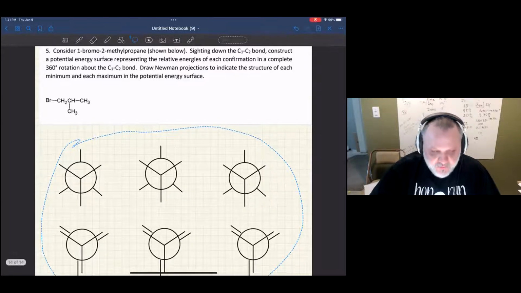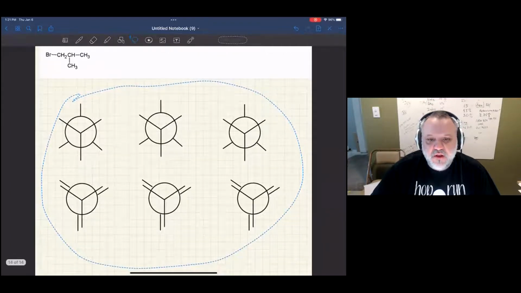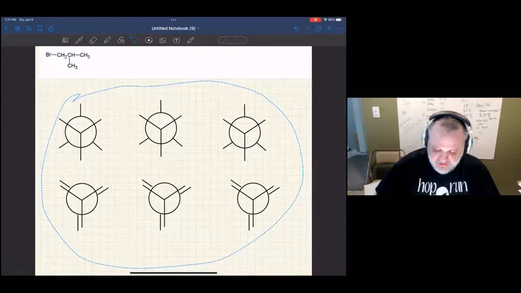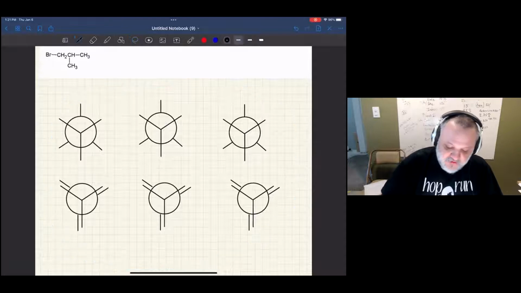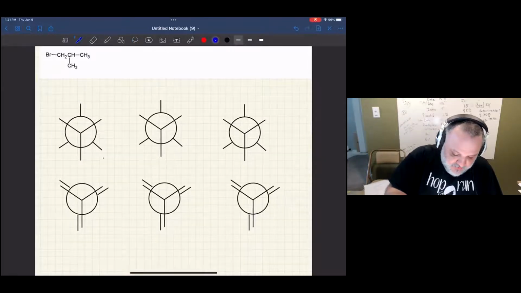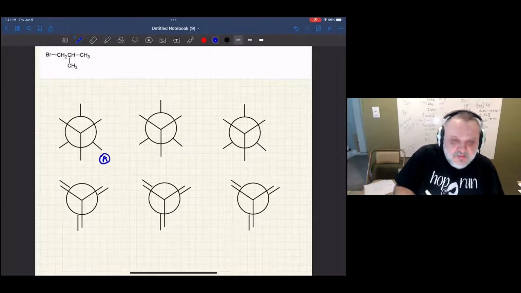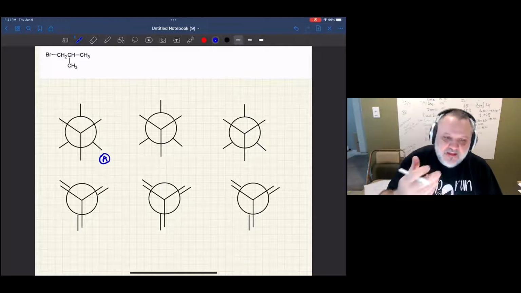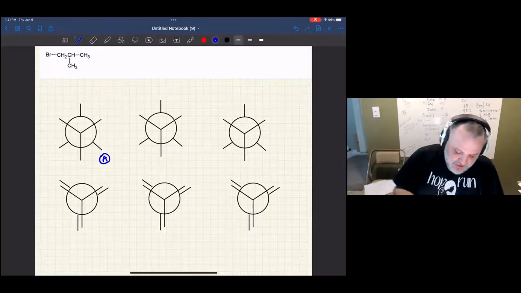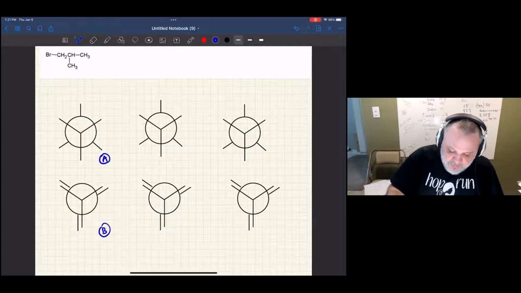So what I tell my students to do is to go ahead and draw all 6 Newman projections that they're going to need in order to do this. Remember, you're going to need 6 of them, 3 minima and 3 maxima. The minima are the staggered conformations and the maxima are the eclipsed conformations. And it's going to go in order, minima to maxima.